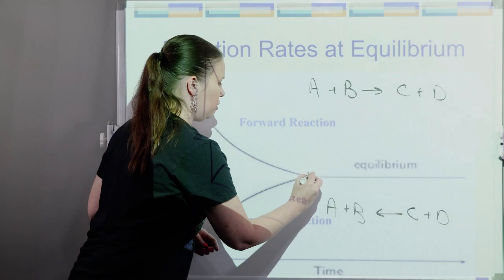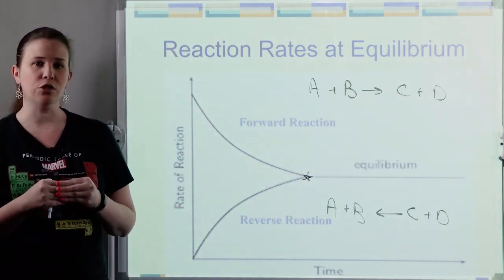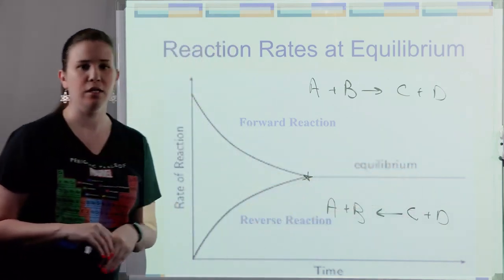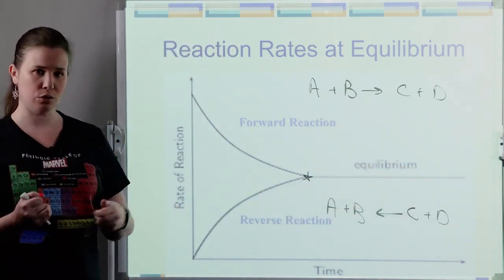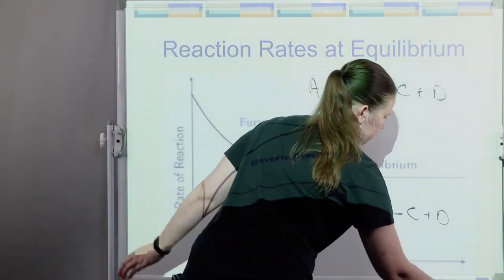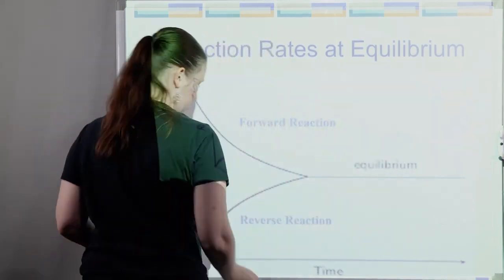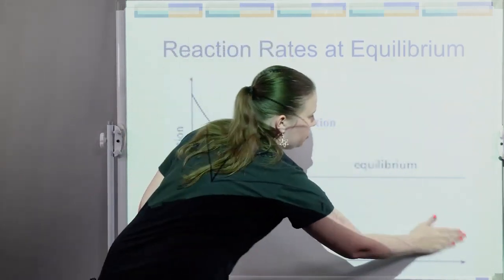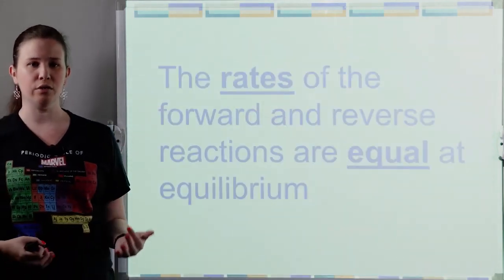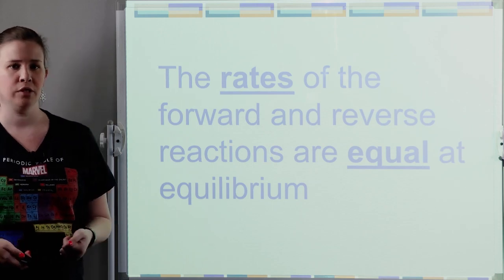When you reach the point where those rates become equal to each other, you reach something called equilibrium. And we would stay at equilibrium as long as those rates are equal to each other. So from this graph, we have half of our definition for equilibrium. The rates of the forward and reverse reaction must be equal at equilibrium.